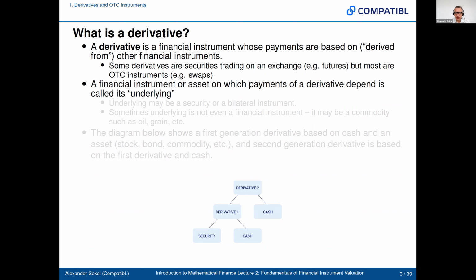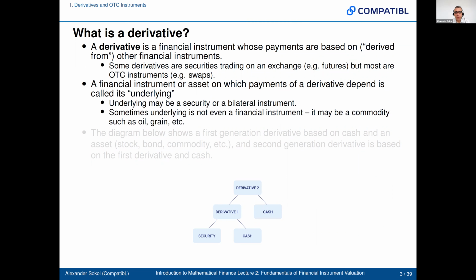A financial instrument or asset on which payments of a derivative depend is called its underlying. The underlying may be a security or a bilateral instrument. And a bilateral instrument is a contract between two parties, right? So in other words, it's not an asset to buy or sell, it's a contract. Sometimes the underlying is not even a financial instrument. It may be a commodity, for example, oil, grain, price of rice.